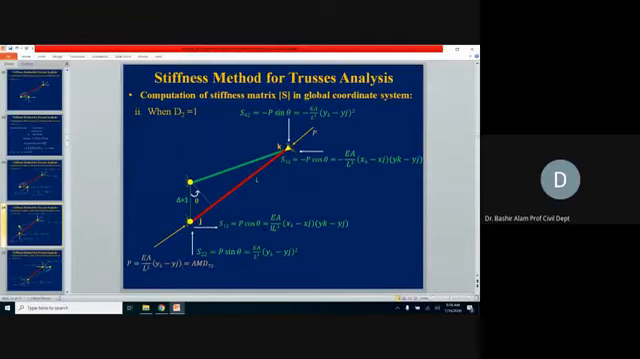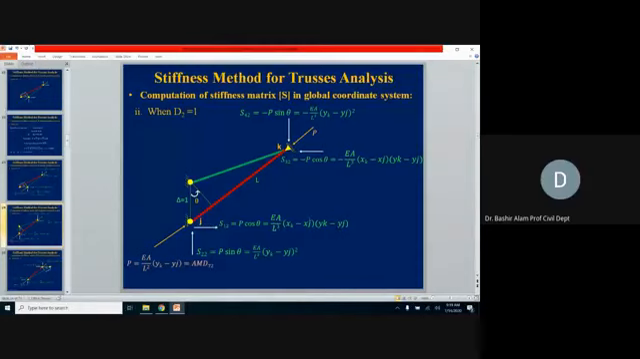Its horizontal component will become P cos theta. So EA over L cube Yk minus Yj times Yk minus Yj. Why are both coordinates involved? Because the action is in one direction, which is horizontal, and the displacement is given in the Y direction, which is 2. So 2 is vertical and 1 is horizontal. Both directions are involved, so that is why there is a combination of X and Y coordinates.